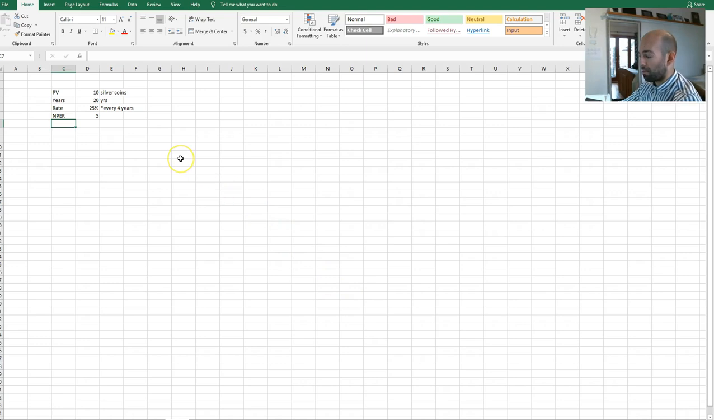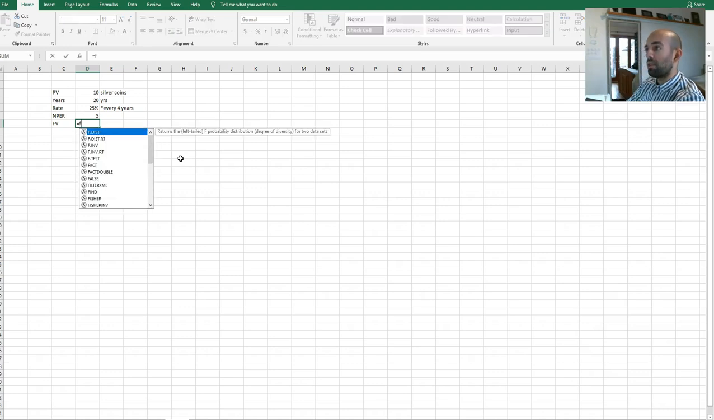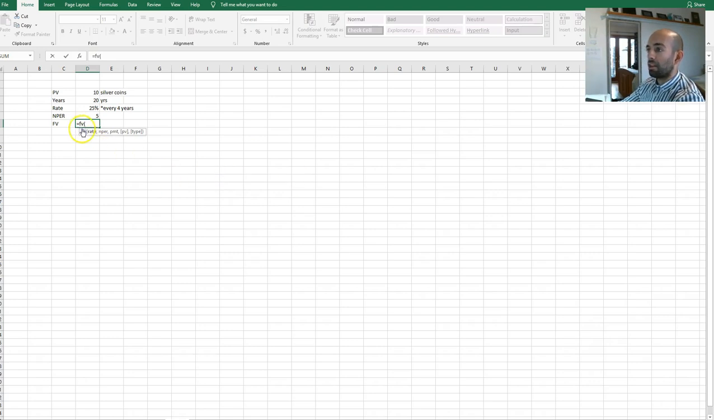So we can actually check the math on this using the calculation FV, which stands for future value. So we're going to do equals FV, and you can see here Excel tells you it returns the future value of an investment based on periodic constant payments and a constant interest rate. So we're going to put parentheses there. It's even telling you what to put in.